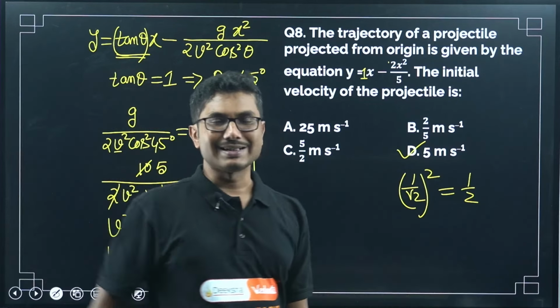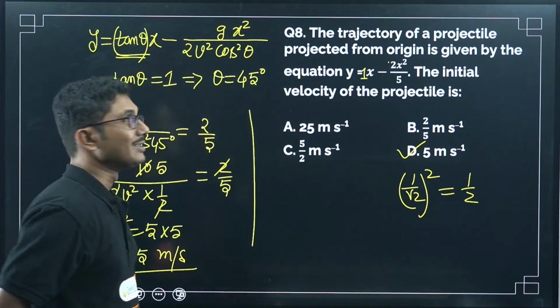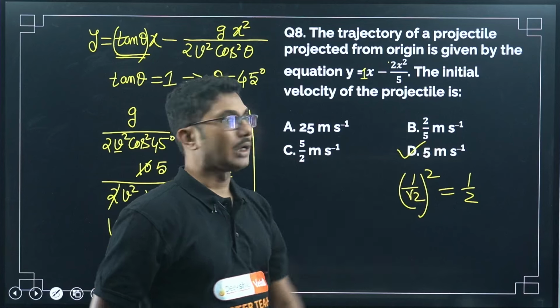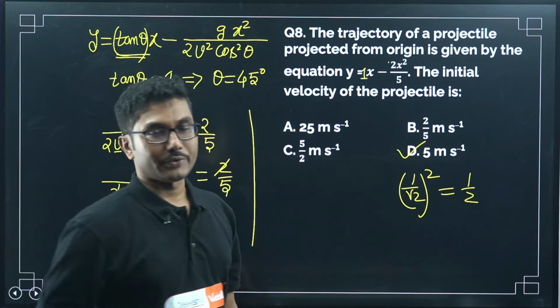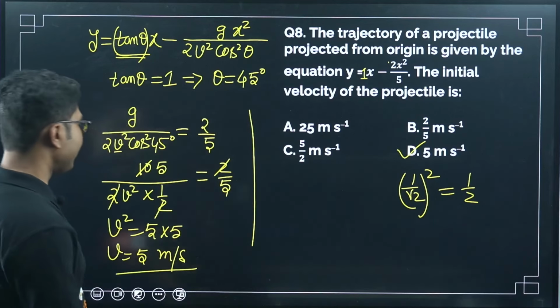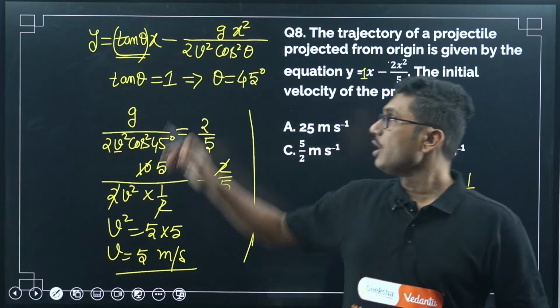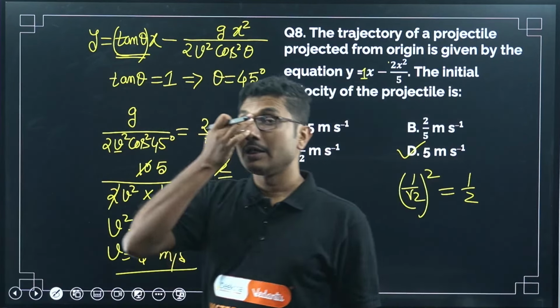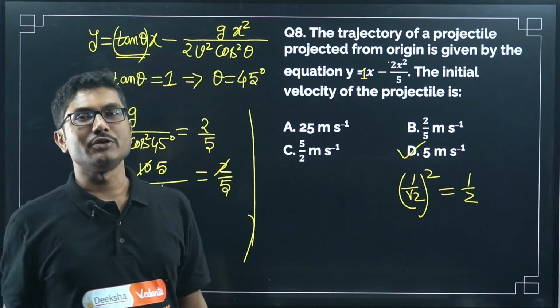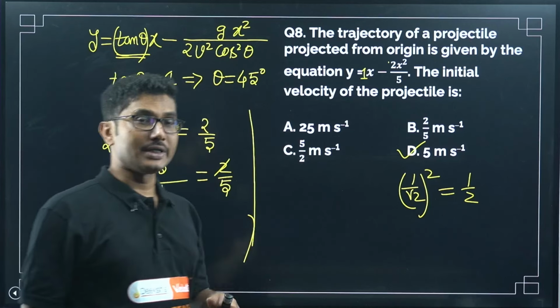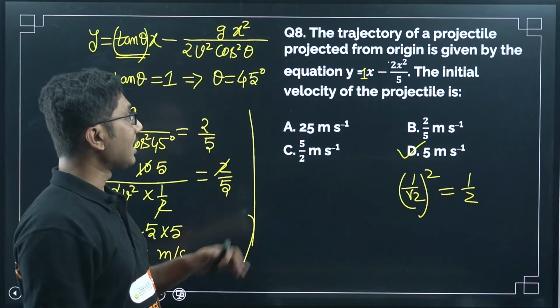Okay, if you are guessing this answer without solving, you will guess it wrong. Maximum students will guess 2 by 5. Some student will guess 25. If you solve it, then only you will get the answer. Not so difficult. The only difficult thing is to remember this equation. But if you have practiced this derivation in your PU1, then this equation is pretty easy to remember, and then you can answer this question.